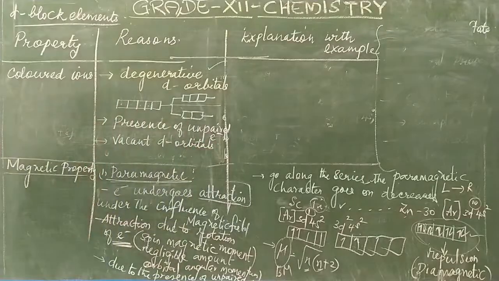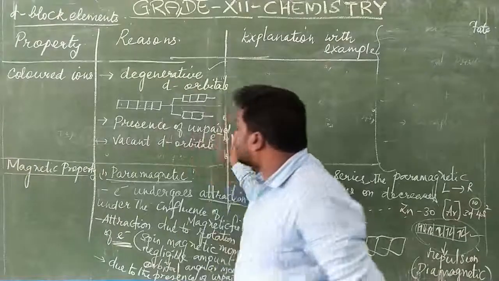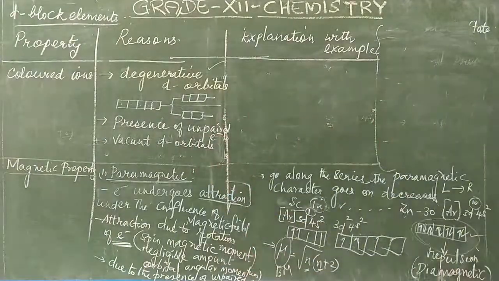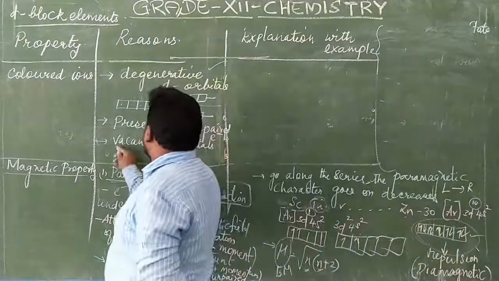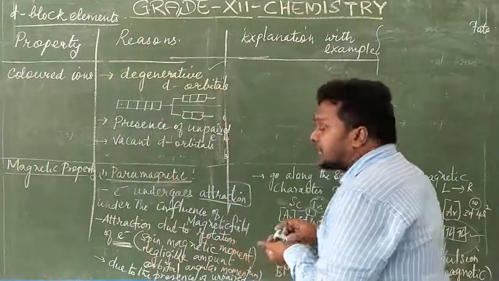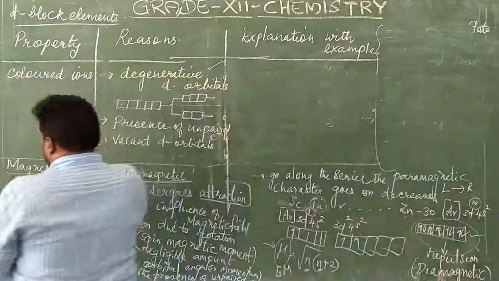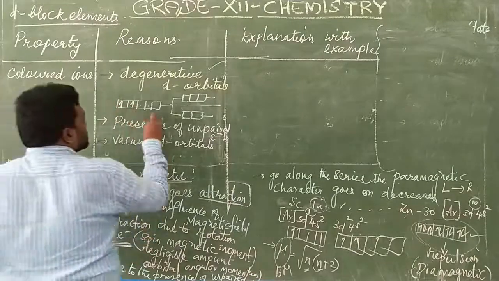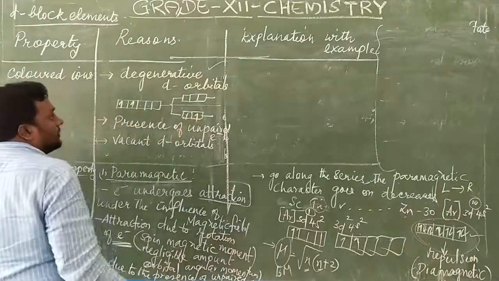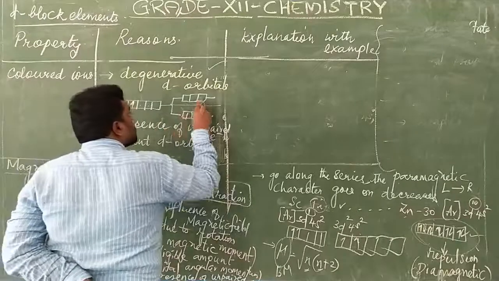So these are the two reasons. What are those reasons? First is the presence of unpaired electrons. The other is the presence of vacant d orbitals. So both things: one is the presence of unpaired electrons, the other is vacant d orbitals. That means, here I am taking two elements, titanium and tin. So those two electrons will be here. So the unpaired electrons will get shifted.